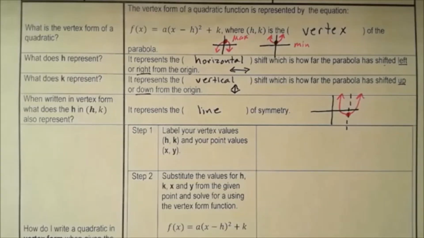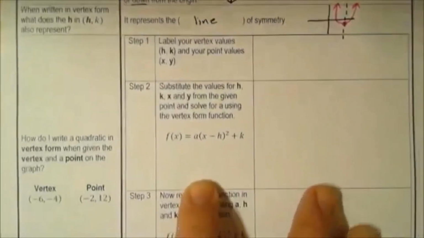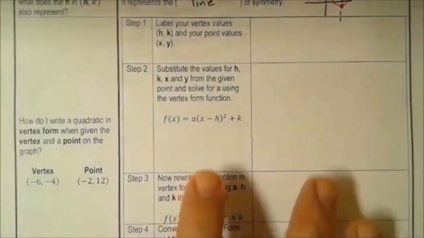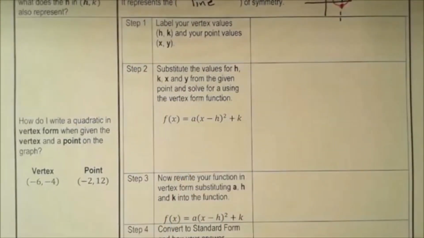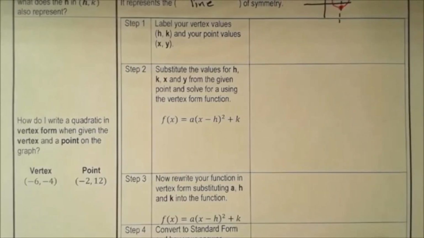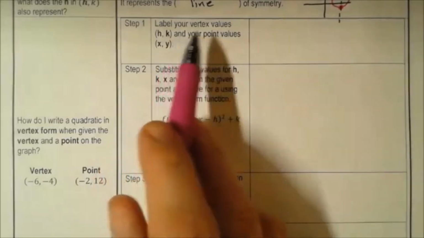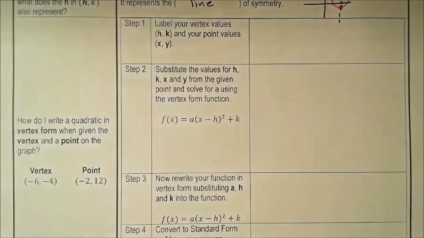Alright, so let's go ahead and take a look at how we can do this process now. So for instance, notice it says, how do I write a quadratic in vertex form when given the vertex and a point on a graph? Well, the first thing that we're going to do is we're going to label the vertex values h and k and your point values x and y. Now this is very important with step 1, to make sure you label them so you don't mix them up.